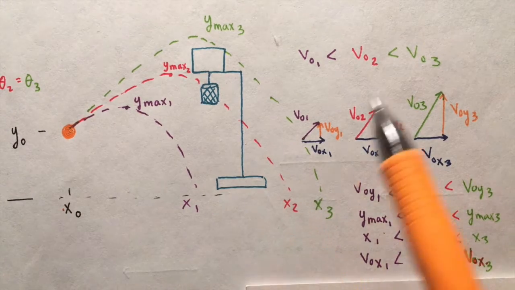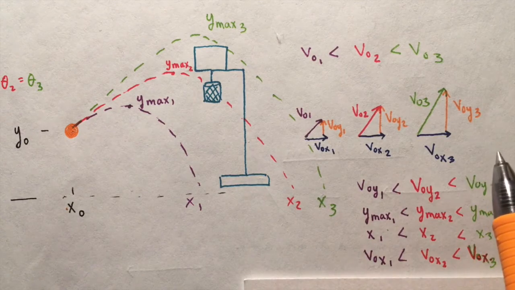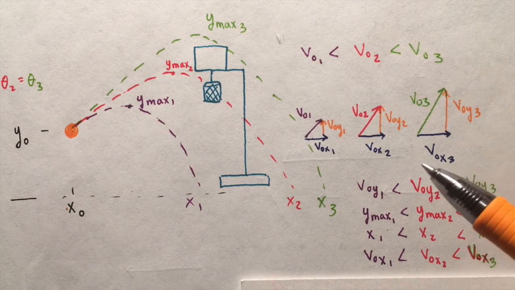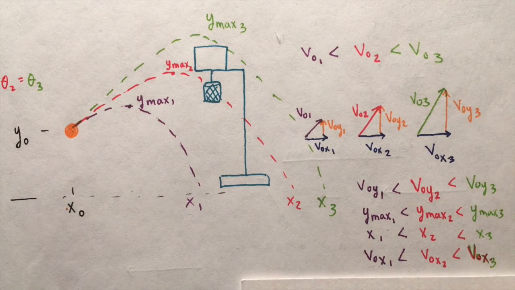So from all this, because all of these are pointed at the same angle, the ball with the greatest initial speed has the greatest horizontal and vertical components of speed, which means it is going to have the biggest horizontal and vertical displacements.